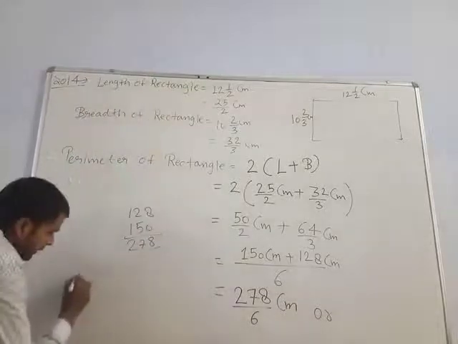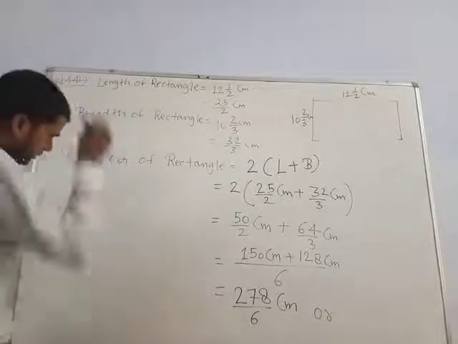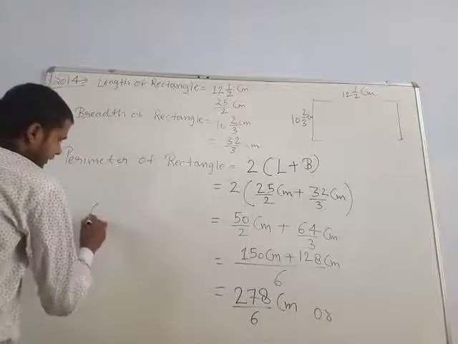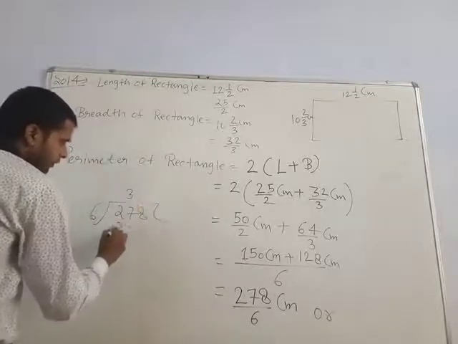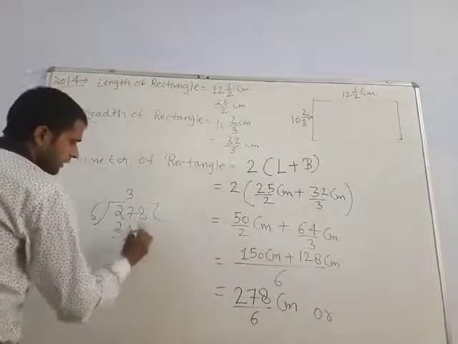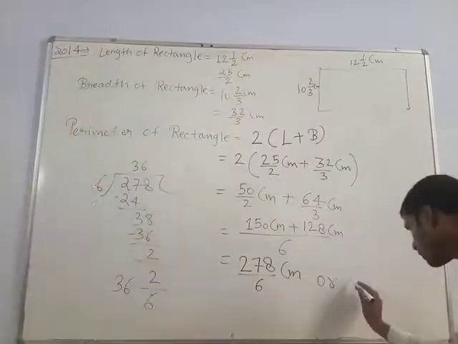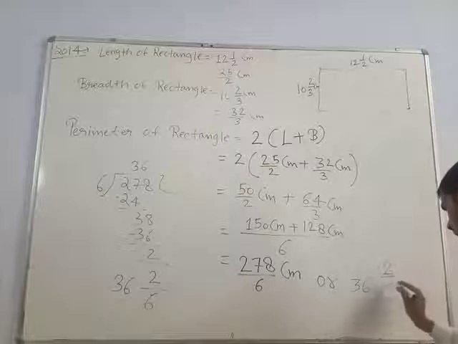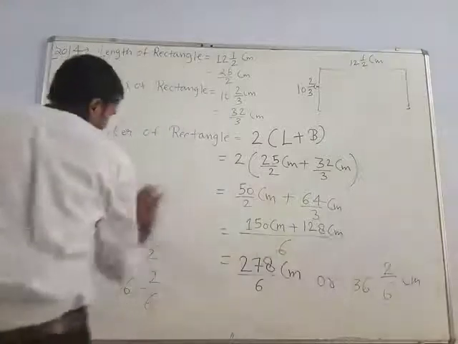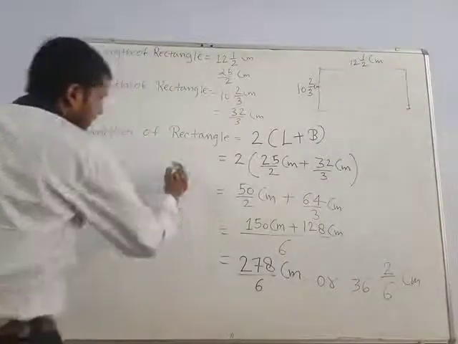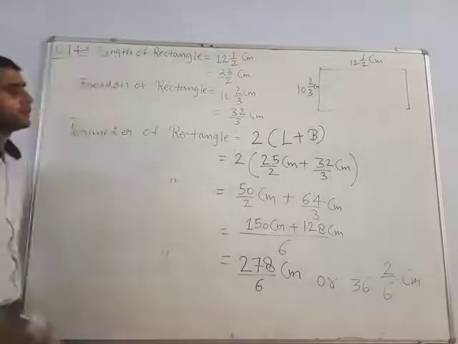So 278 divided by 6. 6 3s are 18, 6 6s are 36. So the result is 46 2/6 centimeter. Okay, so this is the perimeter of the rectangle.